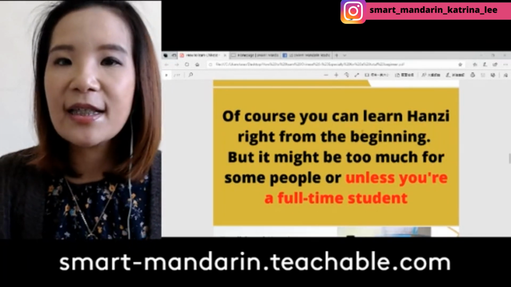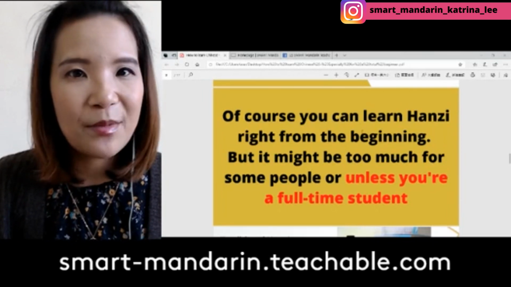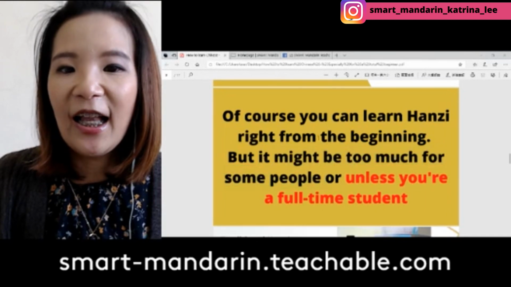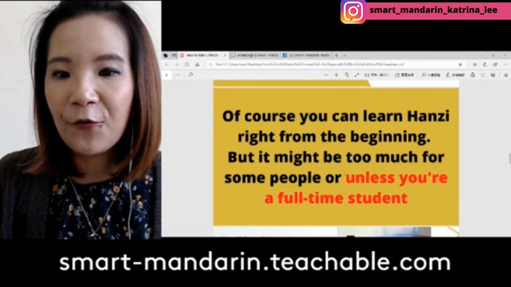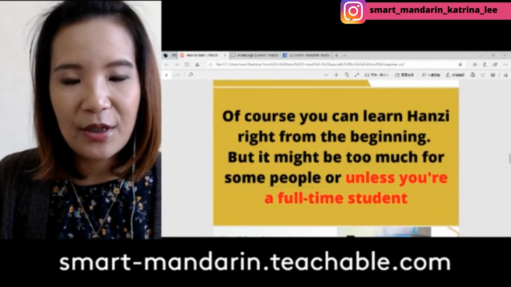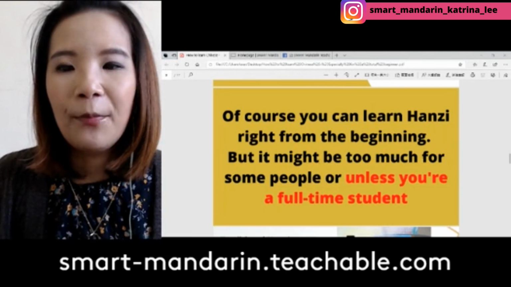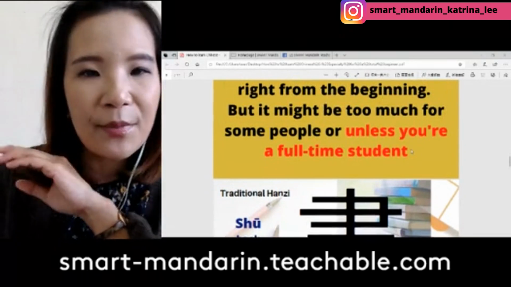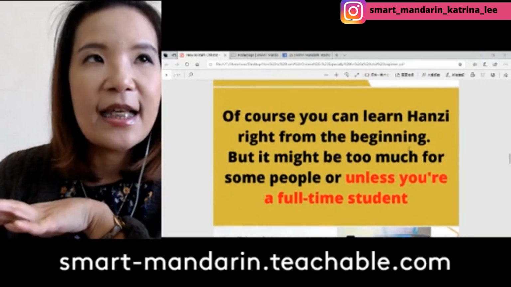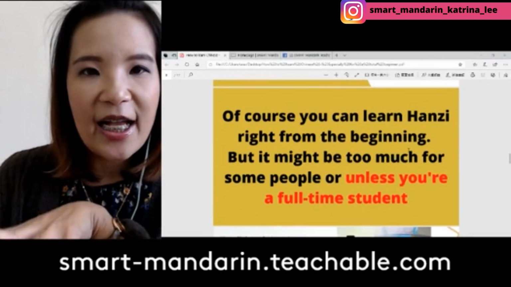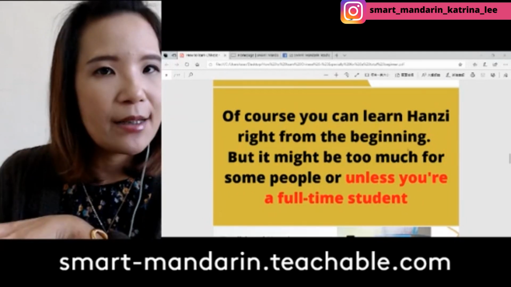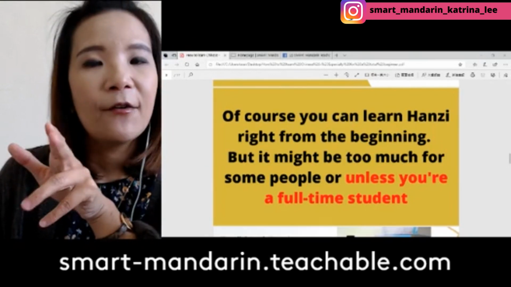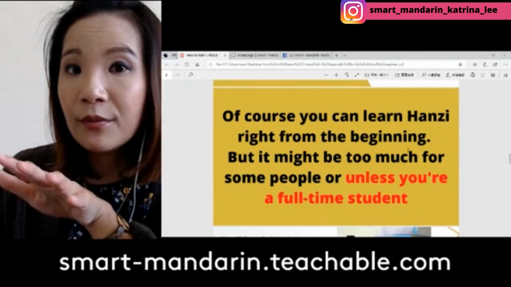What I mean is that you can learn everything all at the same time, but that might be too much for you unless you're a full-time student and really committed to that, but it's up to you. Okay, so I'll give you some examples of Hanzi and how I teach Hanzi in my future Hanzi masterclass, and how you can apply it for yourself to learn Chinese characters.